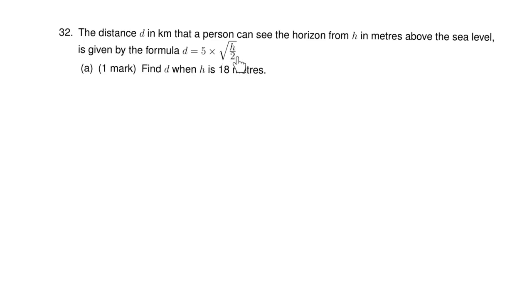We've got a formula for D, and they're going to ask us to find out D when H is 18. So all we do is substitute H for 18. So this is a substitution question. I'm going to rewrite this just so I've got a little bit more space. The square root of, now instead of H, I'm going to put a bracket, because I'm now substituting H with the value 18. So I can put my 18 in there.